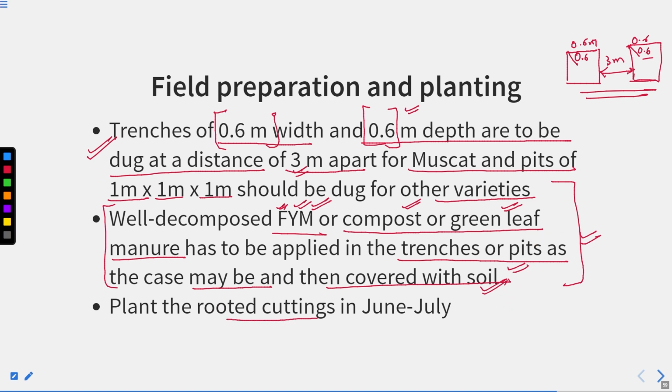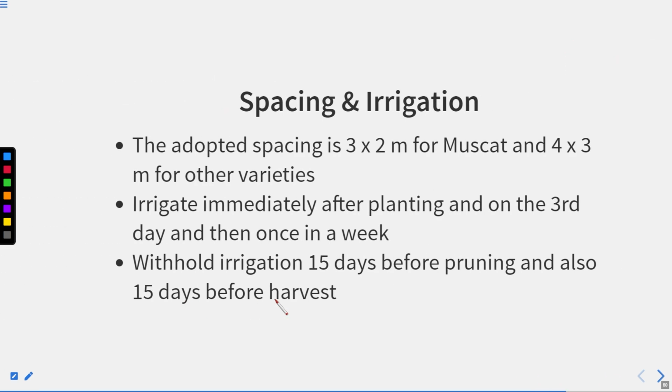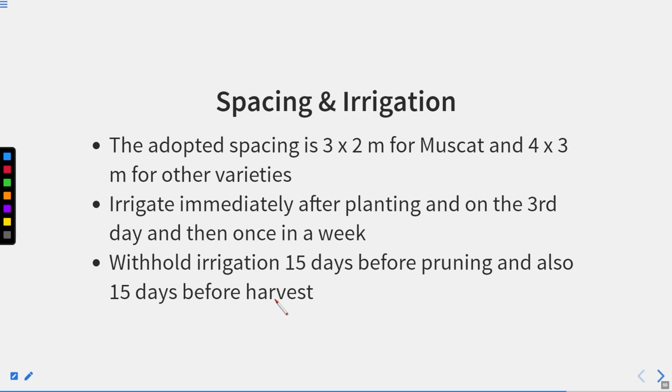So the plants, the rooted cuttings, are planted in the months of June and July. Now spacing and irrigation. The adopted spacing is 3 into 2 meter for the muscat and 4 into 3 meter for the other varieties. So muscat is one of the varieties of this grape crop. For muscat, what is the spacing? 3 into 2 meter, and for the other varieties 4 into 3 meters.